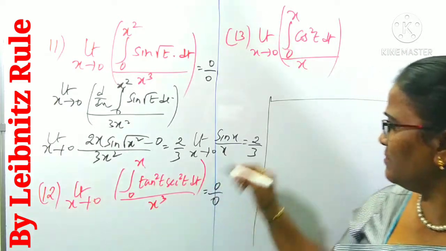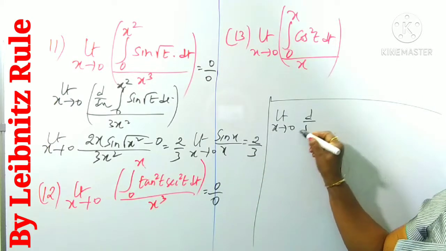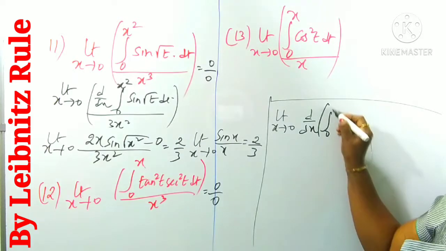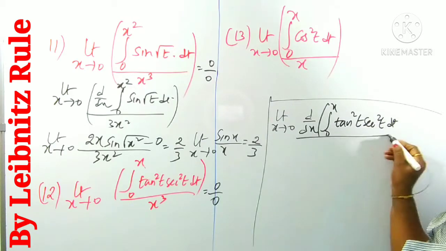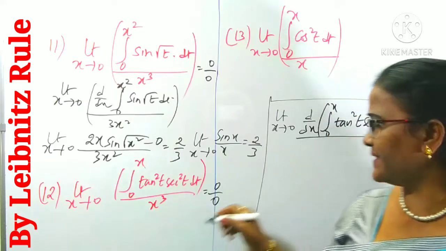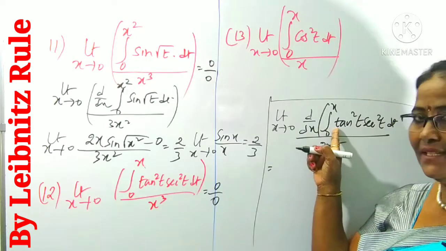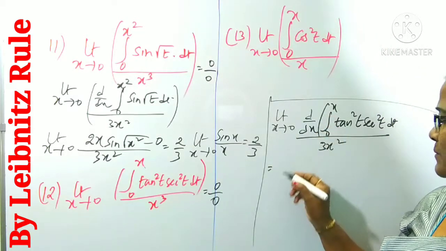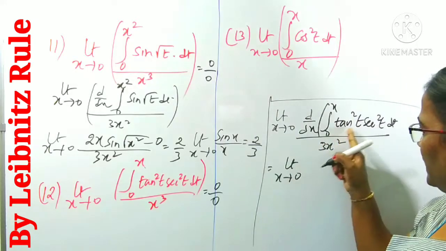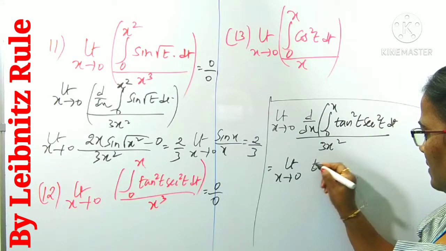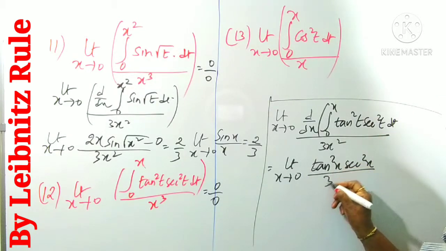What is the LH rule? Limit x tends to 0 as it is. Take the derivative of the numerator, d by dx of the integral 0 to x of tan square t sec square t dt, upon the derivative of the denominator x cube, which is 3x square, right? Again, apply the Leibniz rule. What is the upper limit? Limit x tends to 0 as it is. Upper limit is x. The derivative of x is 1. 1 into tan square x is tan square x only, right? Into sec square x, all divided by 3x square.